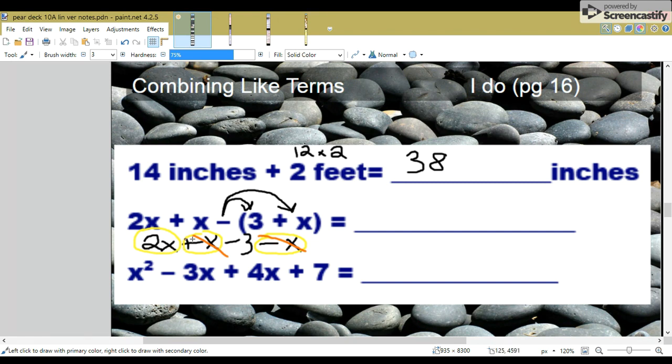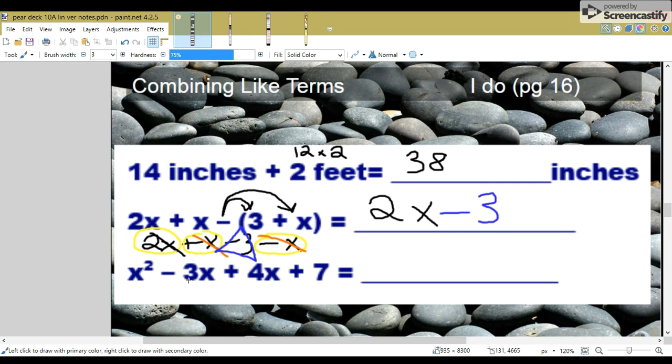2x has nothing else to be added to, so let's go ahead and write that on the line. 2x. And then we have a minus 3. That is a constant. So our simplified expression is 2x minus 3. Let's look at the next one.